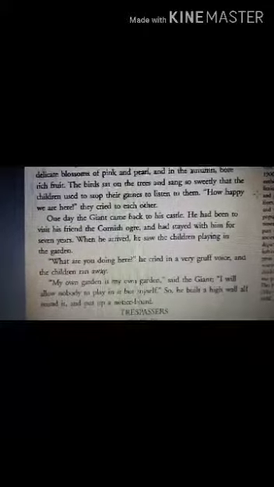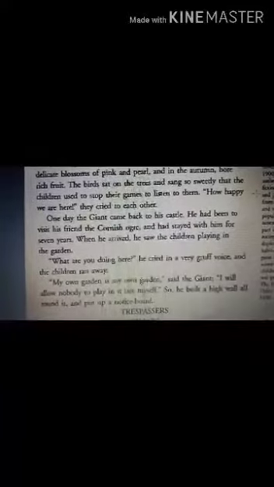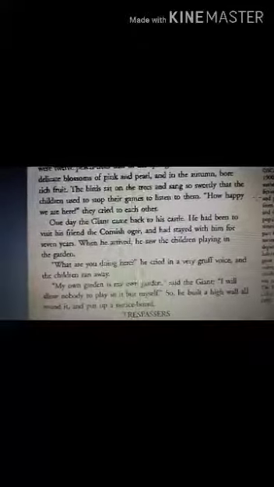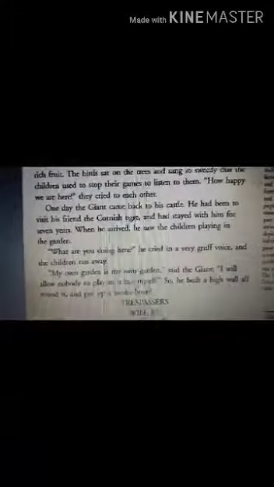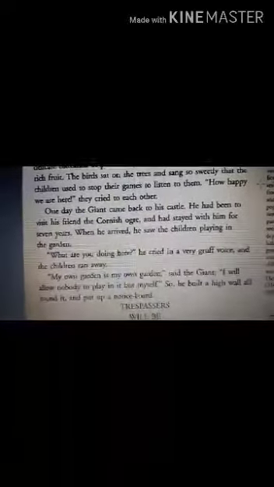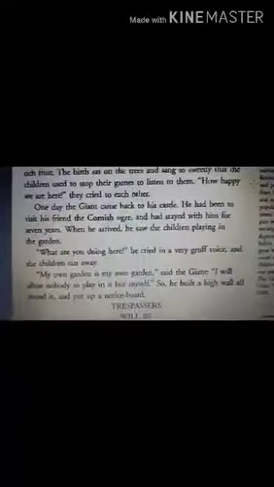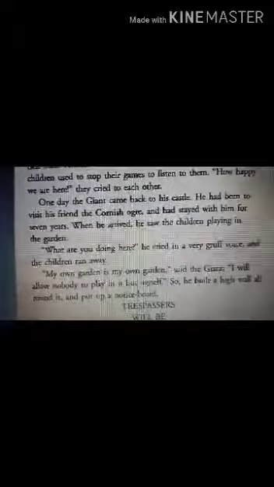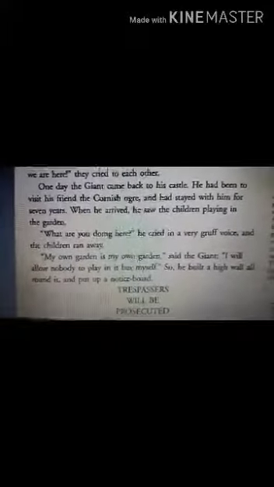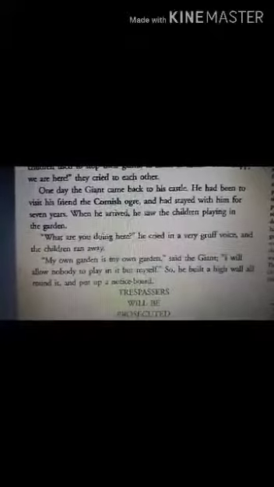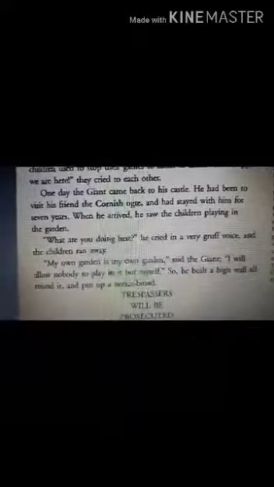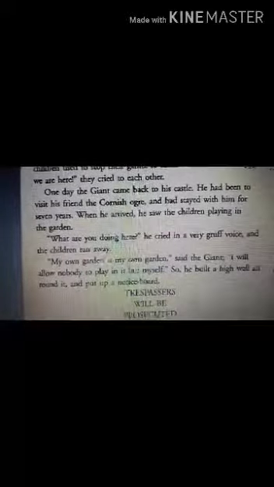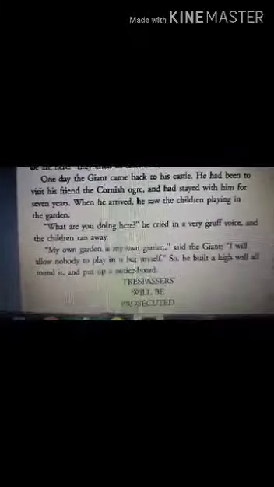But one day, the Giant came back to his castle, because he had visited his friend the Cornish Ogre, who had stayed with him for 7 years, and the Giant was not in his castle for 7 years because he visited his friend. So when he arrived, he saw the children playing in his garden, and he was very aggressive at that time. In a very gruff voice, he cried at the children, "What are you doing here?" Then the children were frightened and ran away from there.